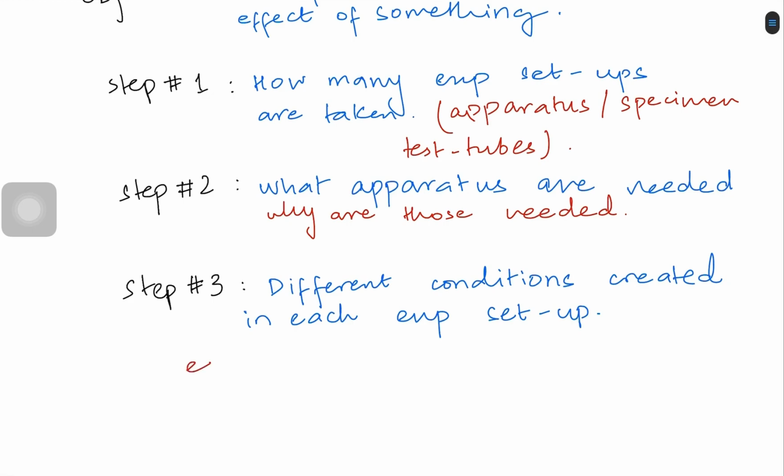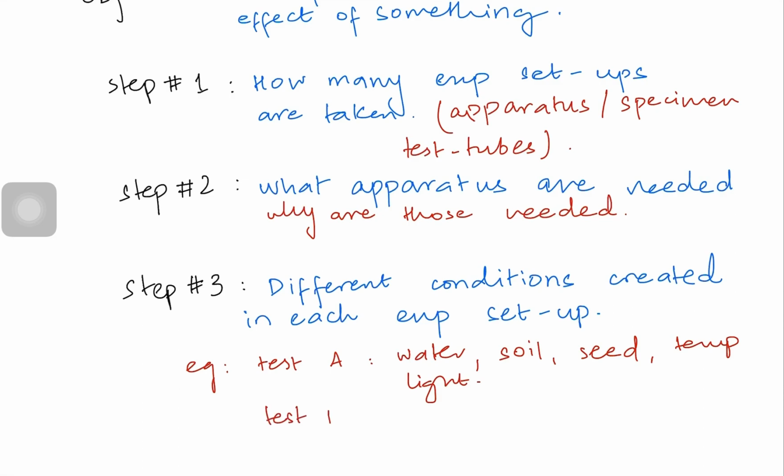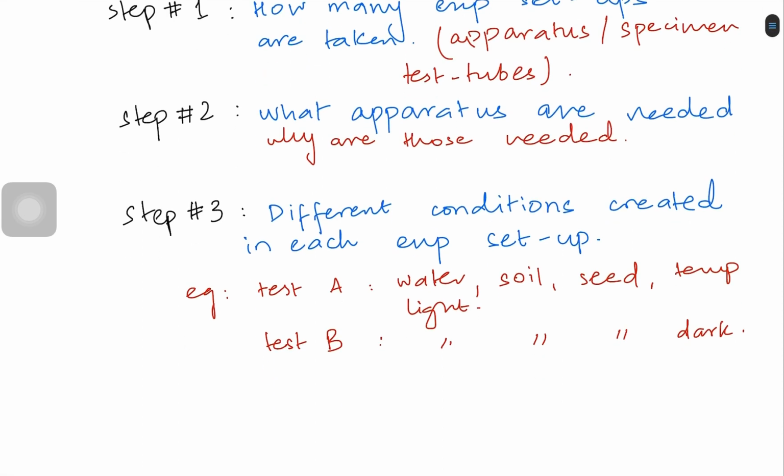You can say that I have provided everything like water, soil, nutrients, fertilizer in test tube A. So test tube A has water, soil, seed, it has availability of heat or temperature, and it has availability of light also. But in test tube B, let's suppose you mention everything is the same but it's in dark. So here you are creating a clear difference, a clear contrast. Why are experiment A and B different?